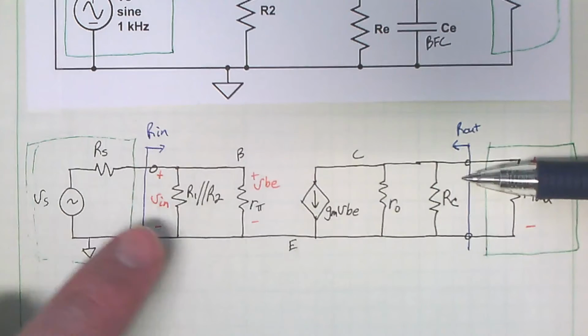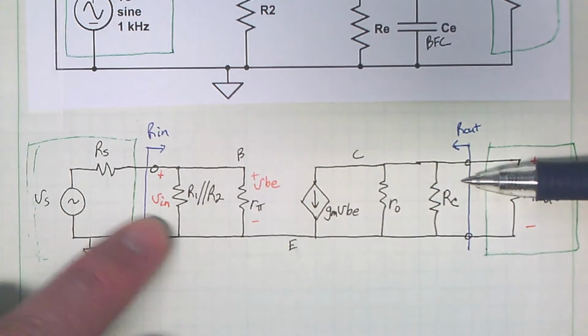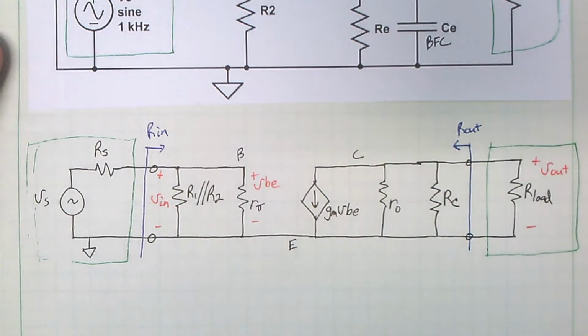V out divided by V in is the gain of this amplifier. We'll see what that is here in a second.